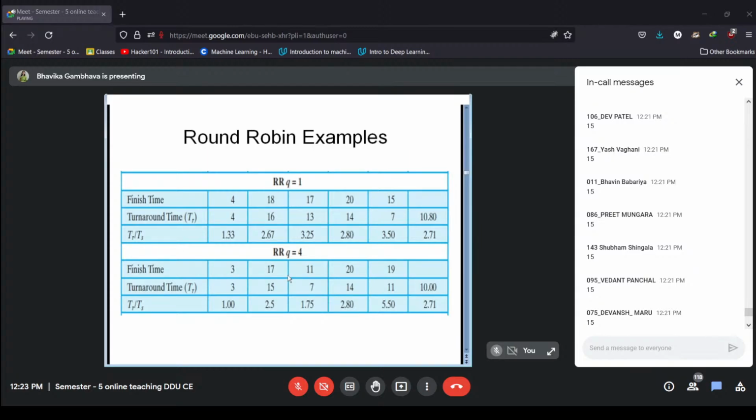One parameter is reduced. Which parameter is reduced in case of Q is equal to 1? There is one parameter which is reduced in case of Q is equal to 1. Which one is that? Can you tell me? Yes. Just a second.